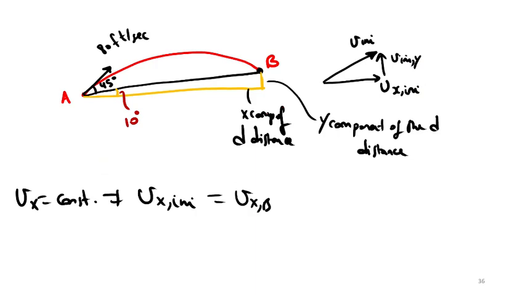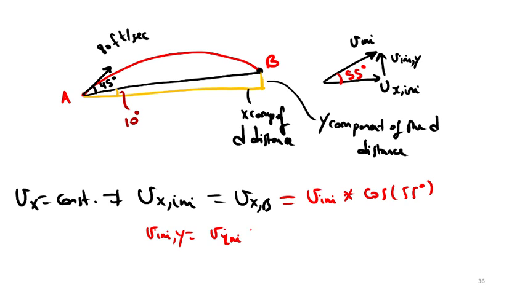Let's first find the initial x component, and this is just simple trigonometry. Here the angle is 55 degrees because 45 plus 10, and then Vx at B will be the initial V times the cosine of 55 degrees. We can also find the initial y component, because we will need it in the next formulas. That will be the initial V times the sine of 55. These are just simple trigonometry: for cosine you take the adjacent, and for sine you take the opposite.